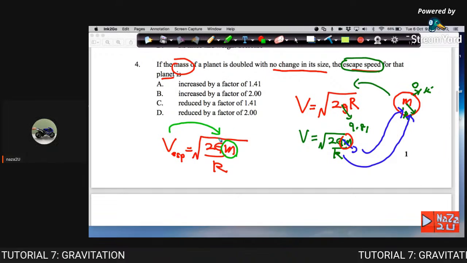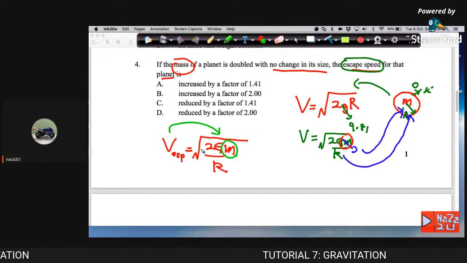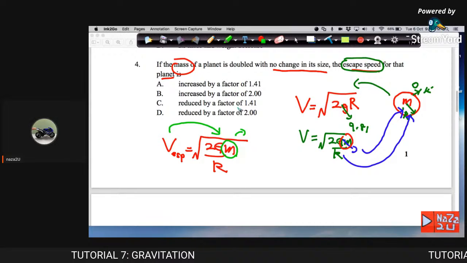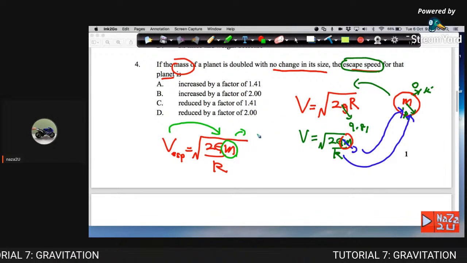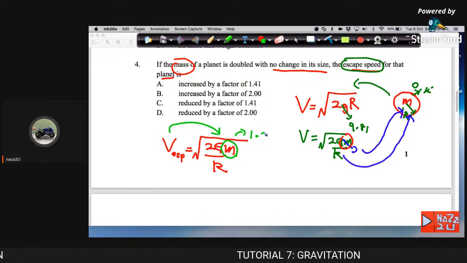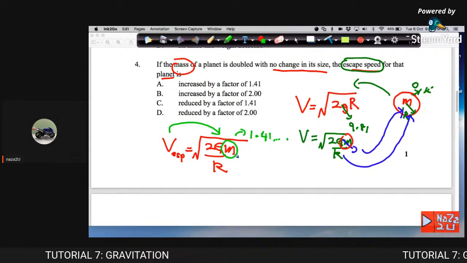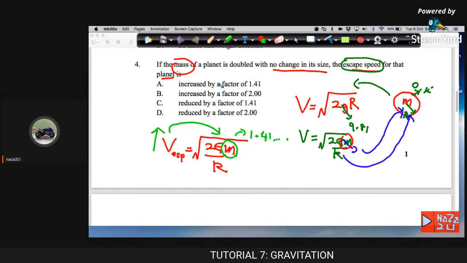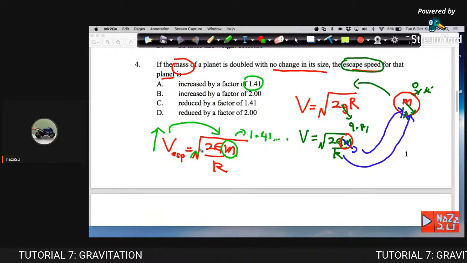Berkadar terus. So this is square root 2. So what is the value of the square root 2 here? Square root 2, if you calculate, if you can use the calculator, you can have 1.41 and something. So escape velocity increases by the factor 1.41. This comes from the square root 2, right?